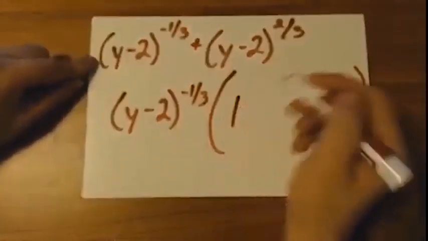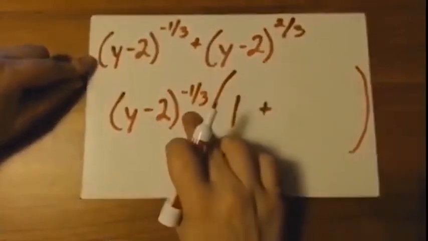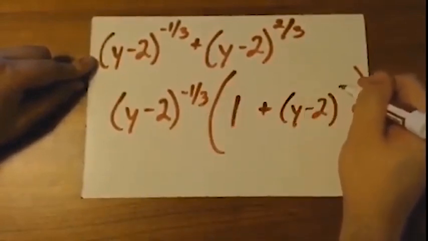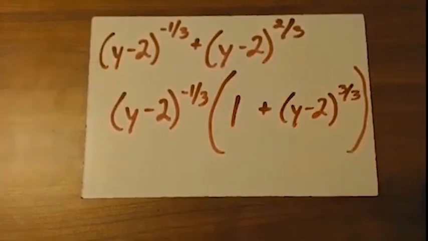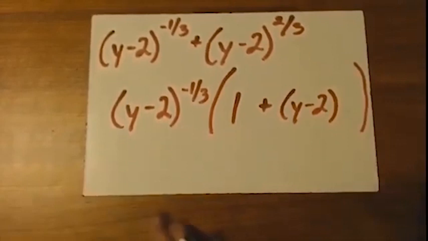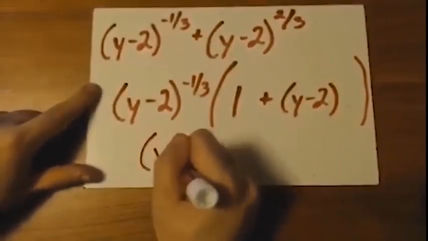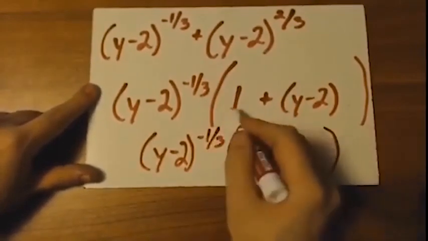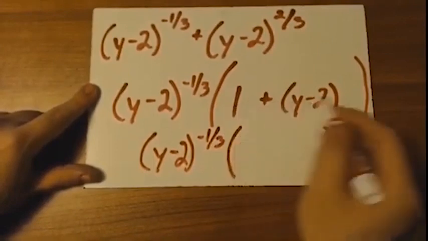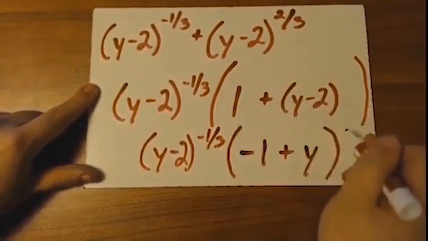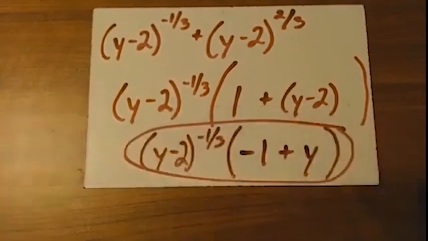Times 1 gives us the first term. Negative 1/3 plus 3/3 is what gives us 2/3. But 3/3 is just 1. So in the end, we have y minus 2 to the negative 1/3 times 1 plus y minus 2. 1 minus 2 is negative 1 plus y. Or if you want to write that y minus 1, you can.